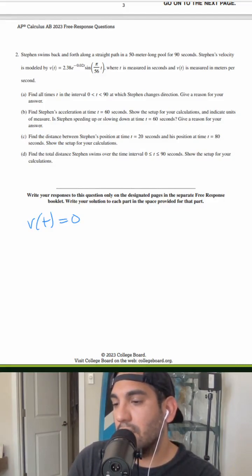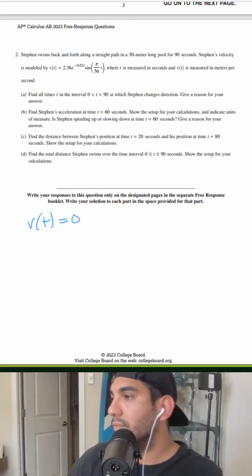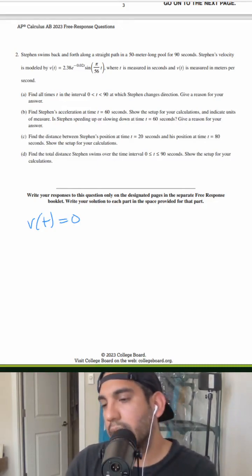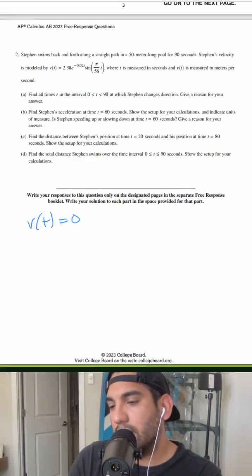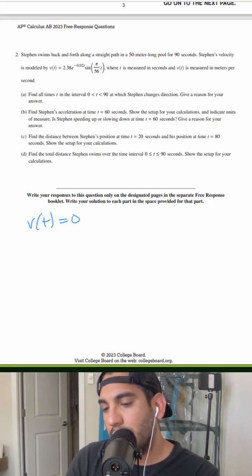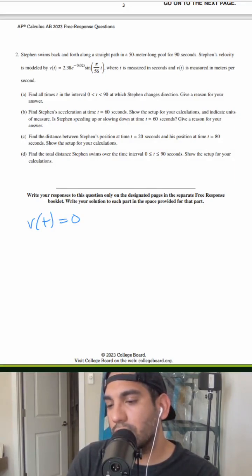Okay, so on my graph, I see a couple times that it changes. So let's see. Oh my goodness. You know what? I'm not even going to graph it. I'm actually going to use this is what I'm talking about. I hate the calculator portion because you're just spending so much time just plugging stuff in.